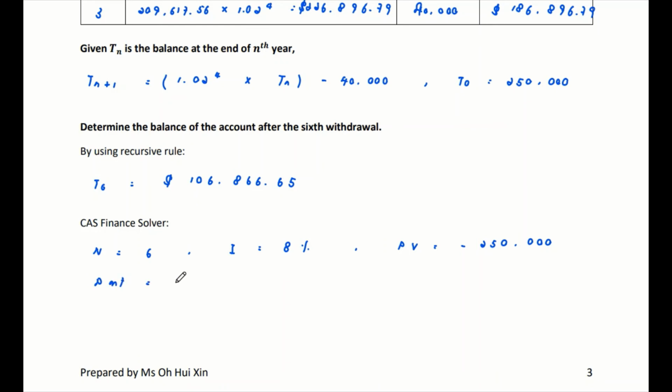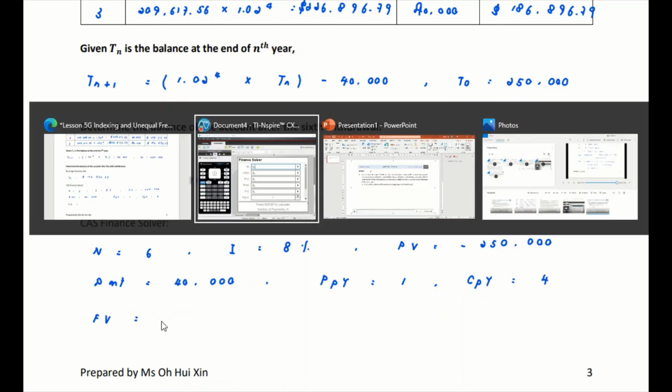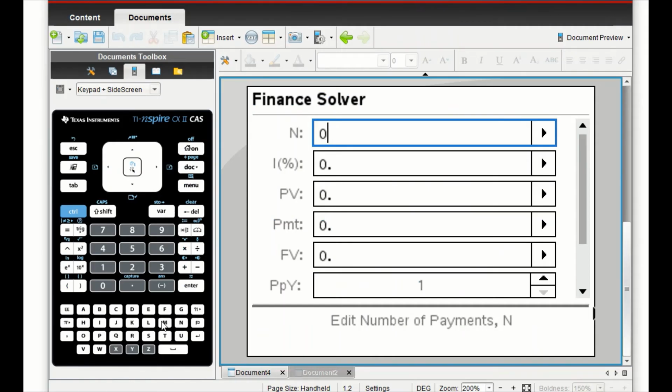Moving onwards, our PMT. Regularly we take out 40,000. Okay, so this is the part. Remember PPY is payments per year, so we know that for each year you only withdraw one time. CPY, the interest here, is compounded 4 times per year because it is quarterly. So that's why there are some changes over here. Then you are just finding out what your FV is. So let's key in all our information here.